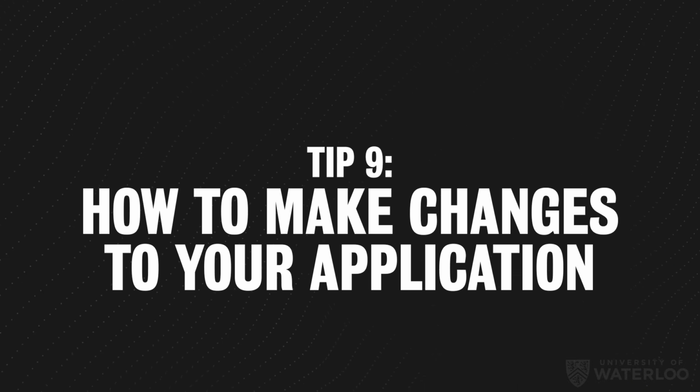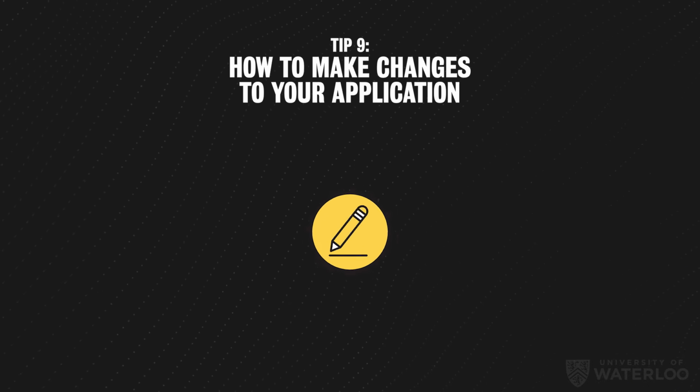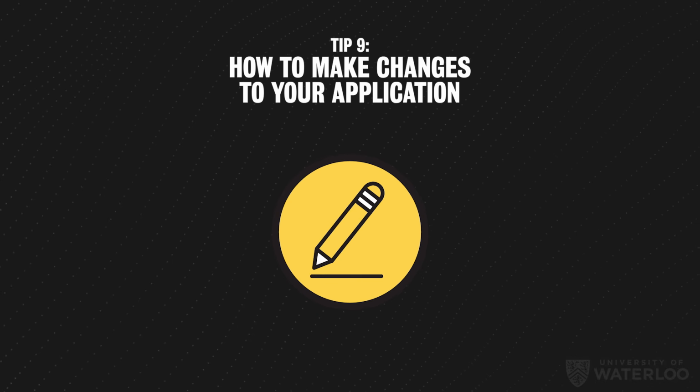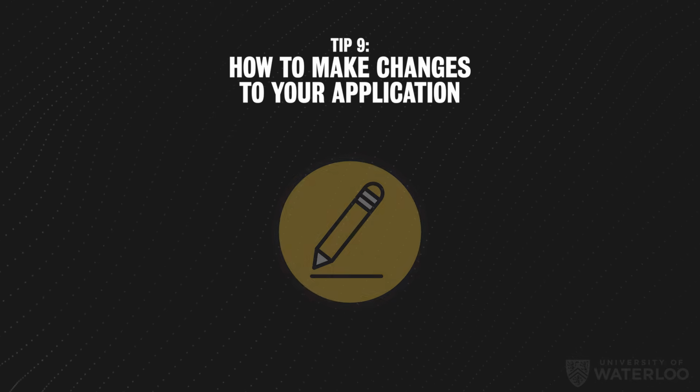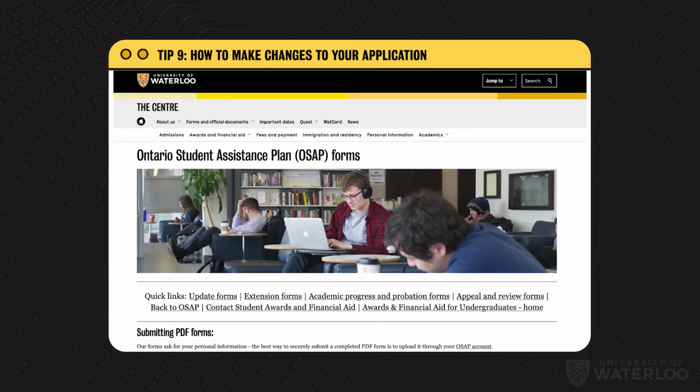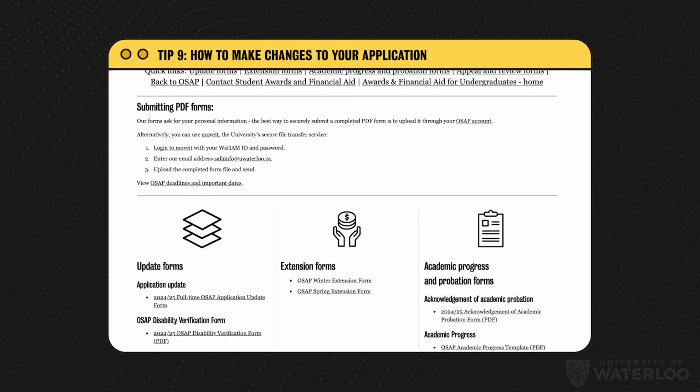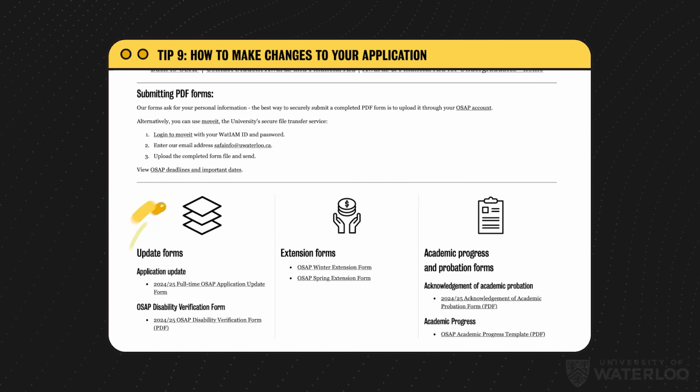Tip 9. How to make changes to your application. Once your application is submitted, you can't edit your application. If you need to update your course load, income, or scholarships, complete the full-time OSAP application update form. Contact SAFA to inquire about other changes and what documentation is required.